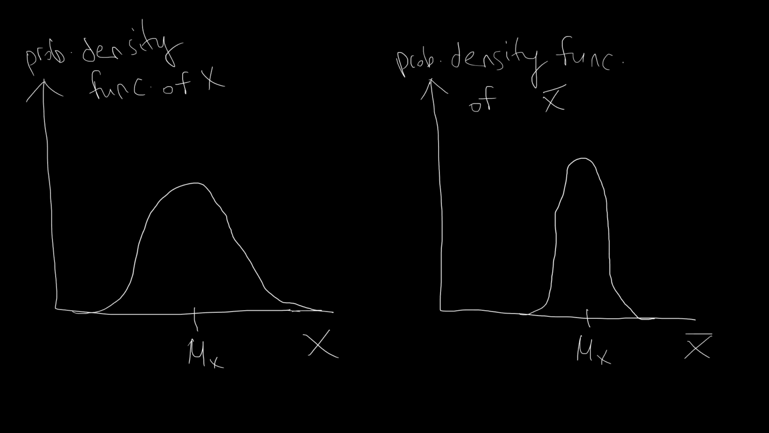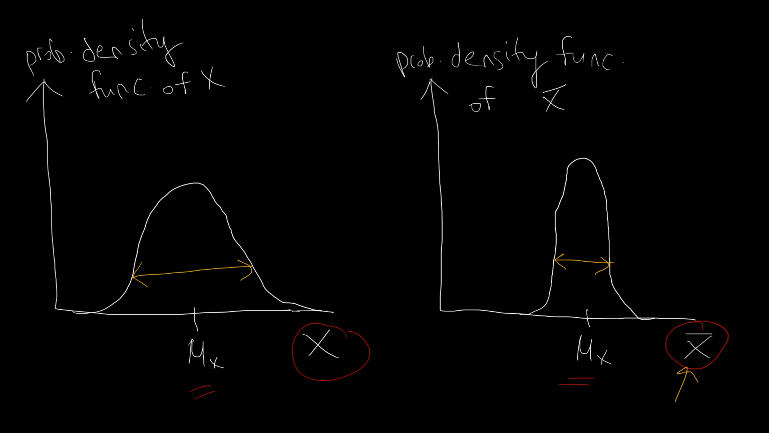Now notice that the mean is the same. So the mean, that is mu x, is exactly the same for both the random variable x and our estimator x bar, okay? But the variance is not the same. So the variance, as you can see, is smaller for our estimator, that is x bar has a smaller variance as compared to x, the random variable, okay?